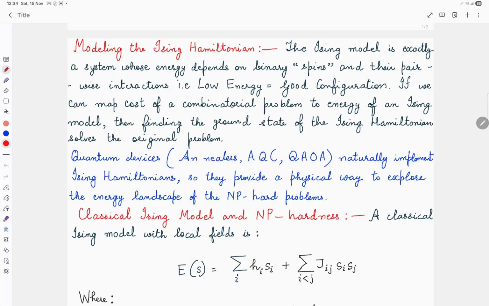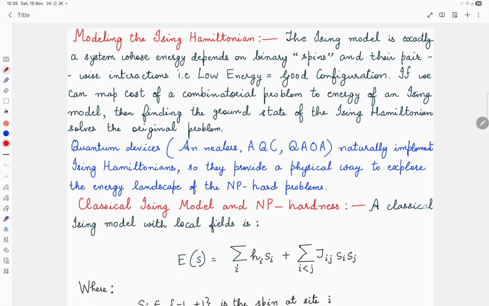So modeling the Ising Hamiltonian, I have just explained how the modeling of the Ising model will be done. The Ising model is exactly a system whose energy depends on binary spins and their pairwise interaction. That means low energy is equal to good configuration. If we can map the cost of a combinatorial problem to the energy of an Ising model, then finding the ground state of the Ising model solves the original problem. If we are able to find the ground state of the Ising model, that means we have found the solution for the combinatorial problem, right?